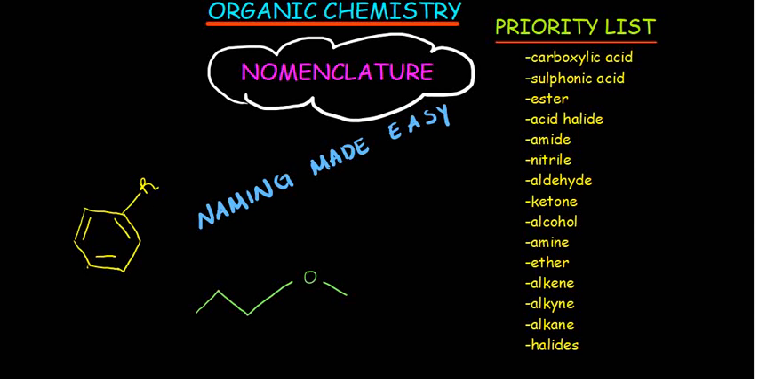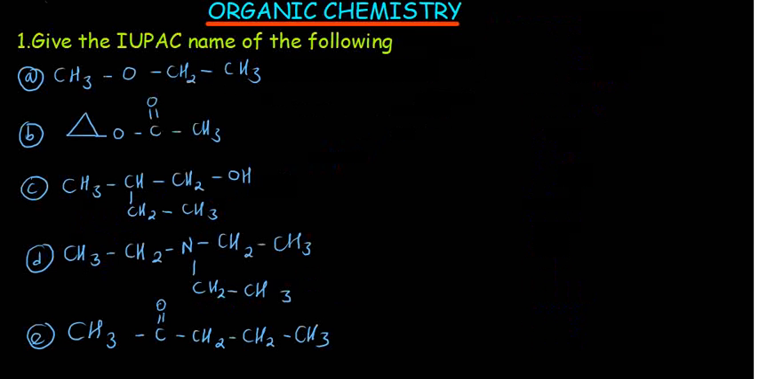We're going to go over the nomenclature of organic compounds. The first question we have here is to give the IUPAC name of all of these compounds we have. So for the first one, the first thing that we're going to do is to identify the functional groups which are present in these organic compounds.